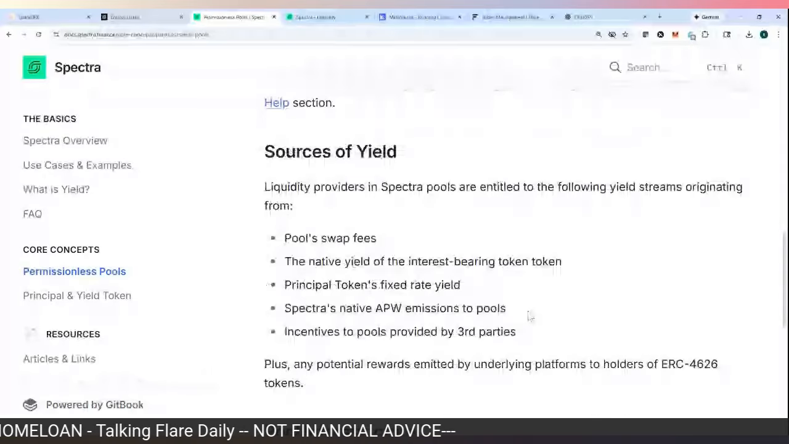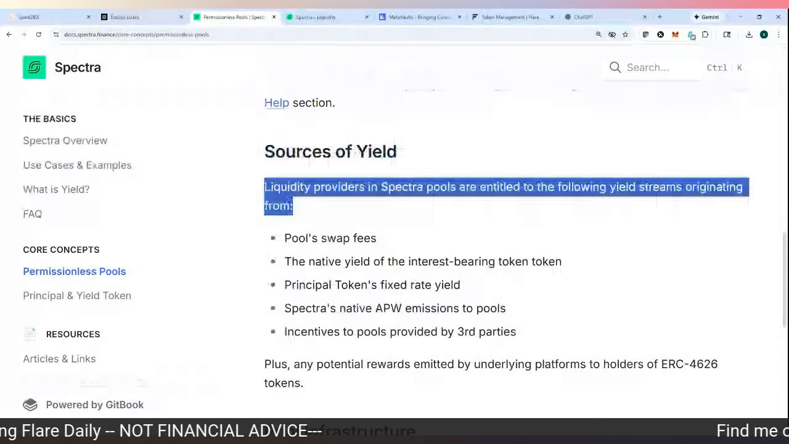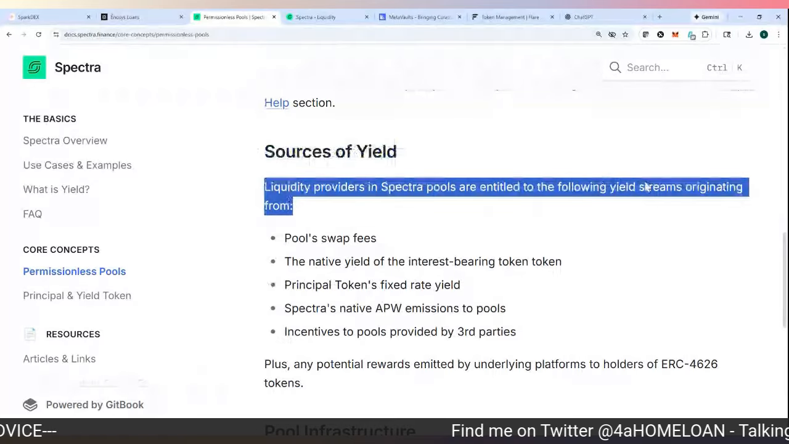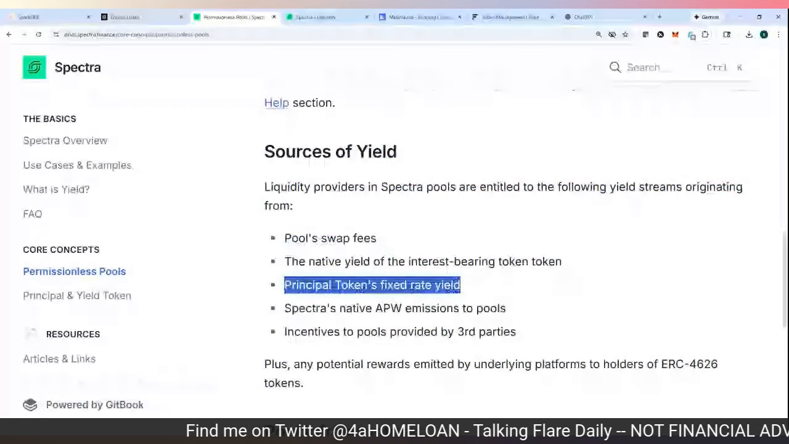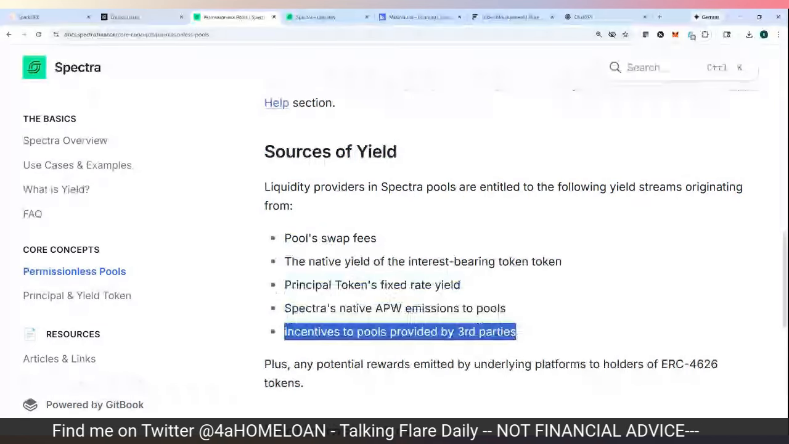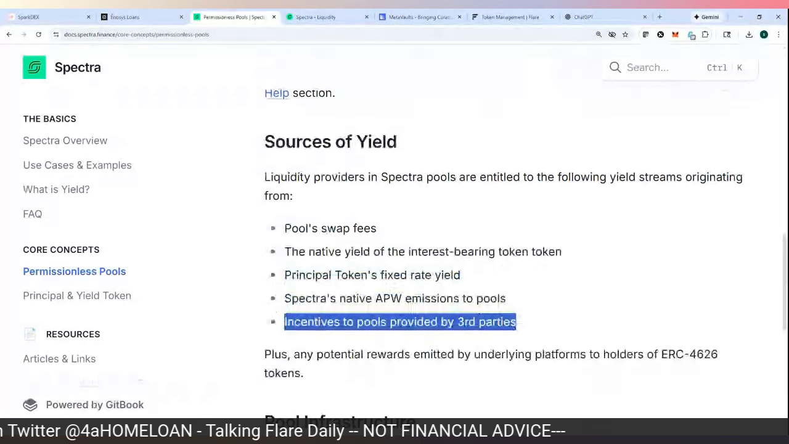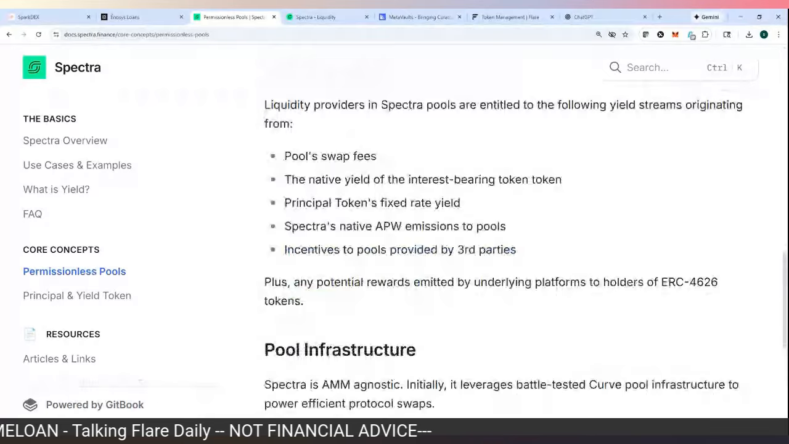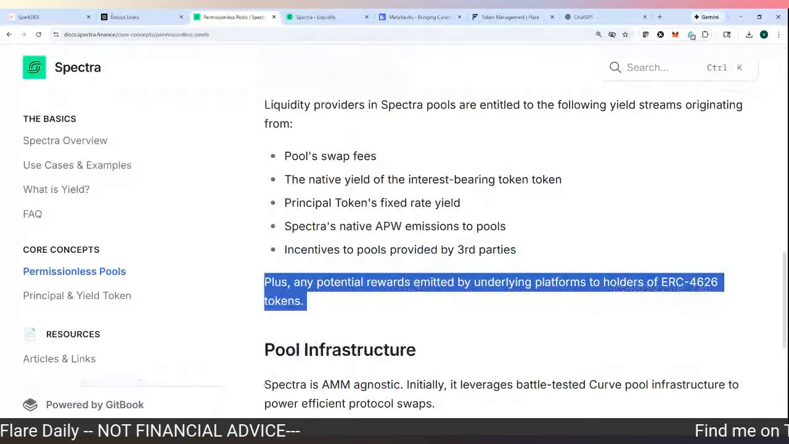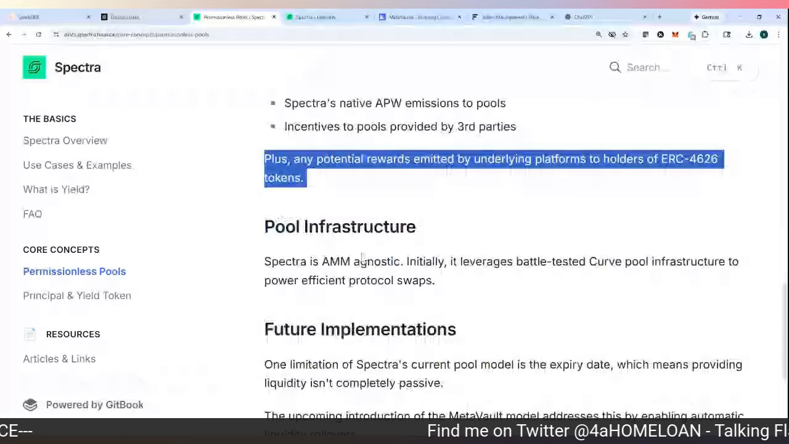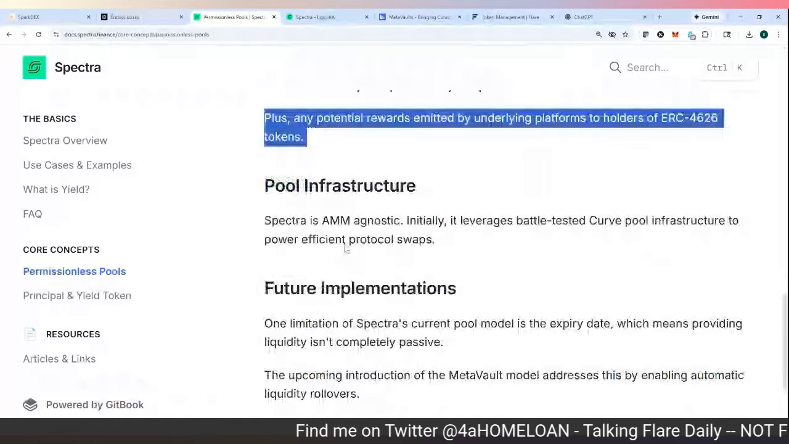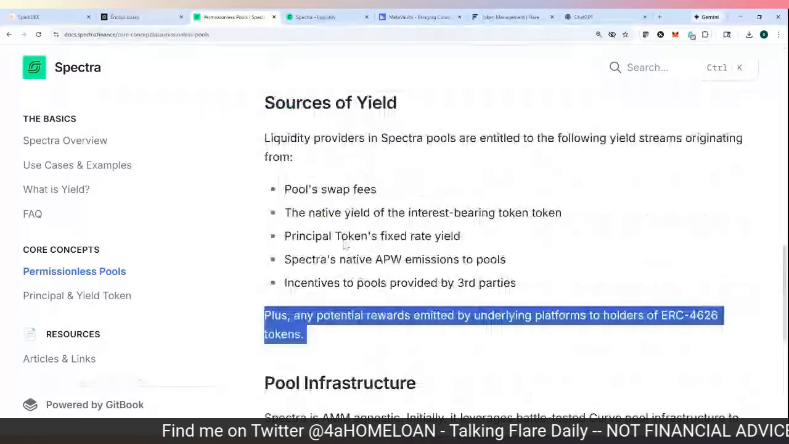Okay. And then when we go over to the reasons is that we're here. So what are the sources of yields in the liquidity pool? Liquidity providers in Spectra pools are entitled to the following yield streams originating from pool swaps: native yield, principal token fixed, Spectra's native APY emissions, and then incentives provided by third parties, rFLR, plus any potential rewards emitted by underlying platforms to holders of the ERC-20. So if there's other stuff that's coming for sFLR, we're still entitled to earn that stuff essentially, right? So here we go. So let's go look at the pools.